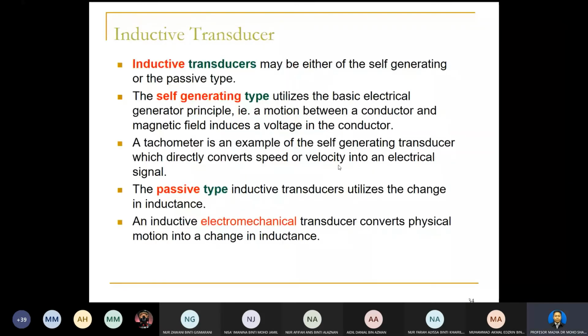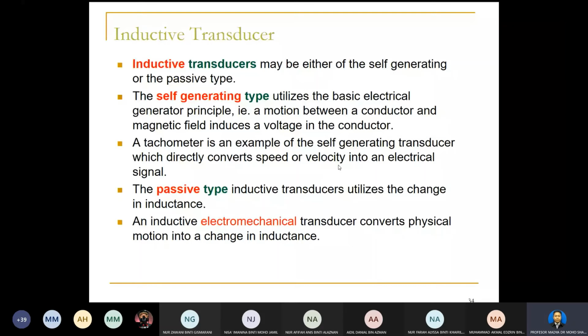Okay, next we go to the inductive transducer, which is based on the inductor. The inductive transducer may be either of the self-generating or the passive type. The self-generating type utilizes the basic electrical generator principle, for example, motion between a conductor and a magnetic field induces a voltage in the conductor. For example, it is used in a tachometer, which measures speed or velocity. This is an example of a self-generating transducer, which directly converts speed or velocity to an electrical signal.